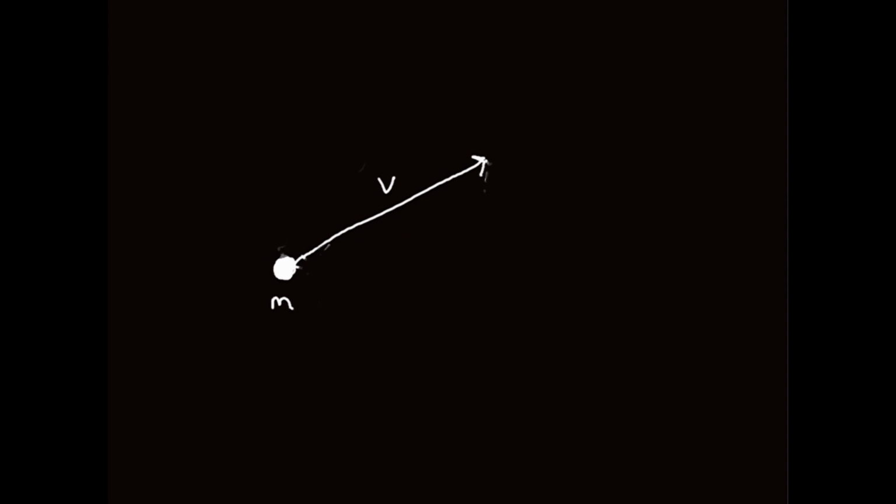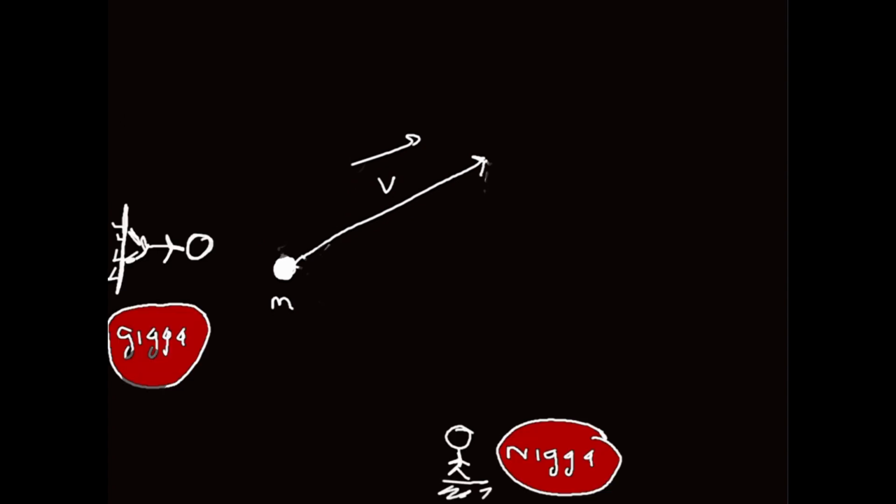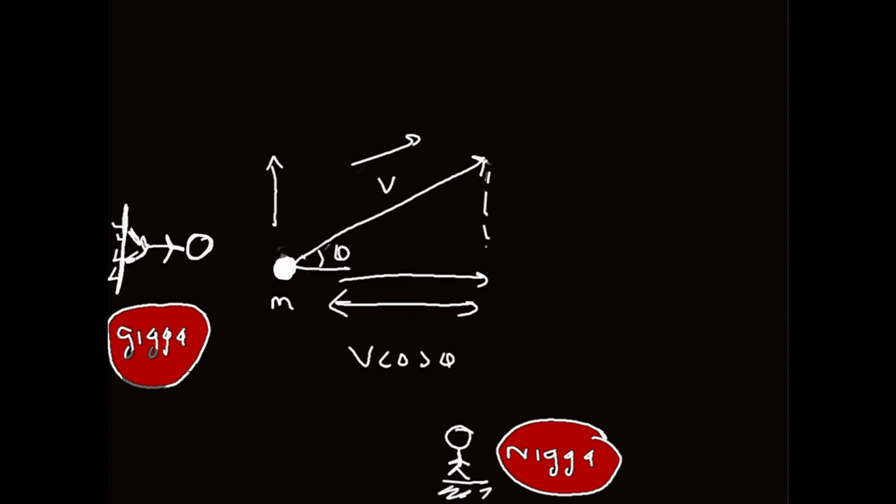Suppose there is a ball of mass m moving with velocity v in this direction, and I place two people, Nigga and Giga, at two positions. Their peculiarity is they can only see the particle's motion along their own direction. Nigga can see the ball moving in this direction only, and Giga can see the ball moving in this direction only. From the reference of Nigga, after 1 second, the ball moves this much distance. So if the angle is theta, the velocity of the ball becomes v cos theta.